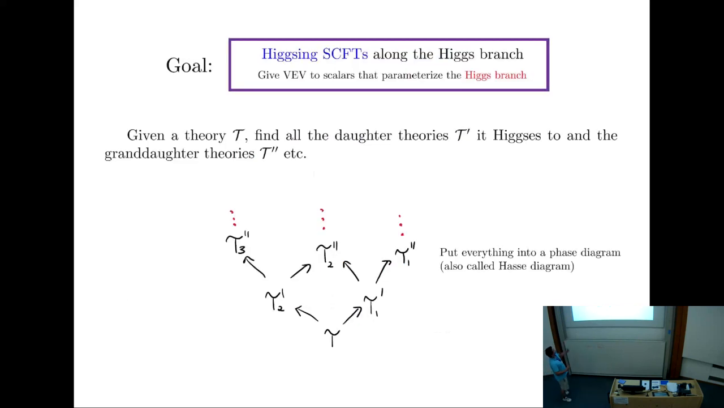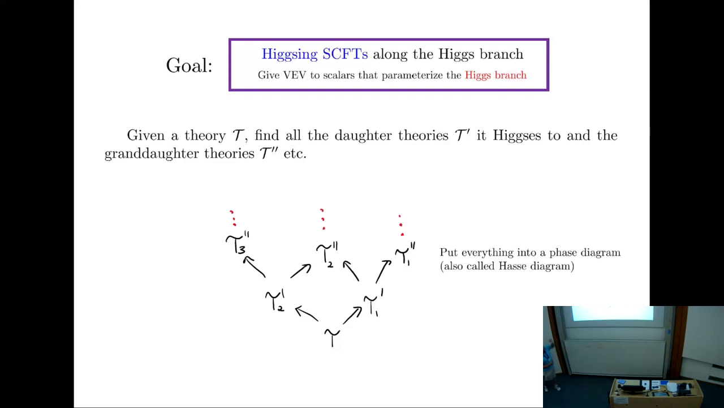Now the goal. What I want is Higgsing SCFTs along the Higgs branch. So what do I mean by this? Well, this is really just the Higgs mechanism that we're all familiar with. You take electroweak theory, you have SU(2) times U(1), you give some VEV to the scalar fields, your Higgs boson. As a result, the gauge symmetry is broken to a U(1).